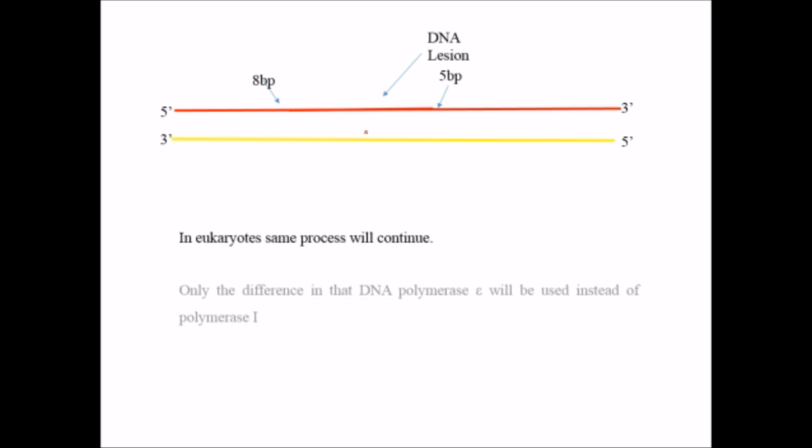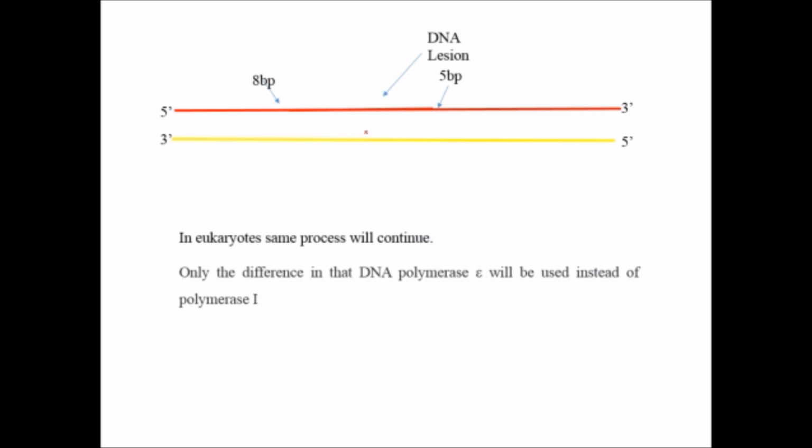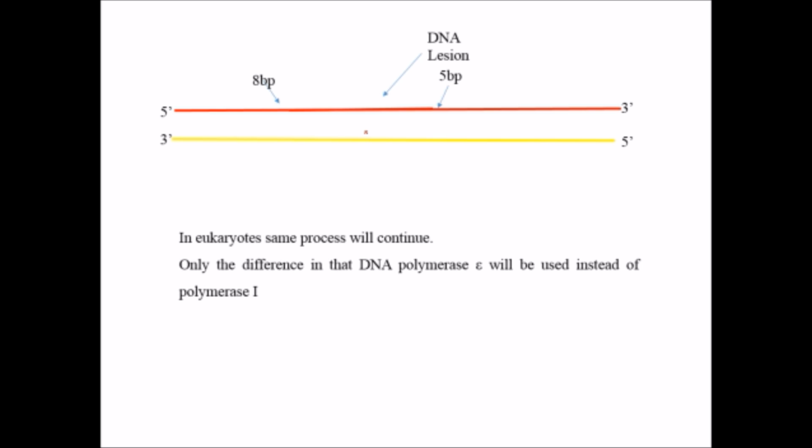In case of eukaryotes, the same process will continue, as this was the example for prokaryotes. The only difference is that instead of DNA polymerase 1, which is also used for nick translation, DNA polymerase epsilon will be used in the case of eukaryotes.